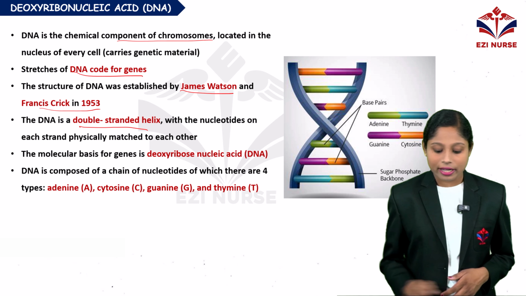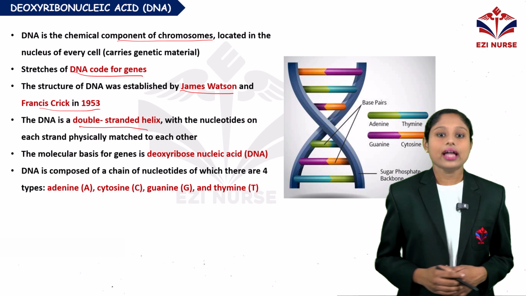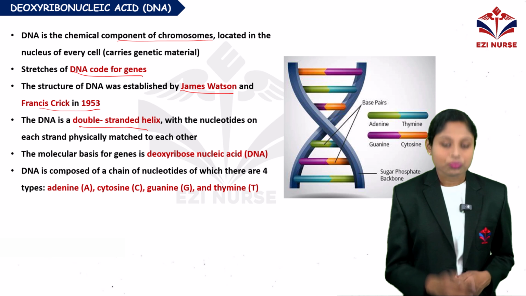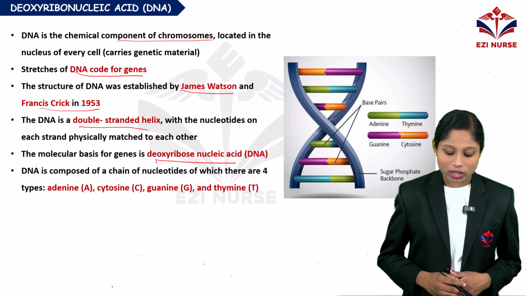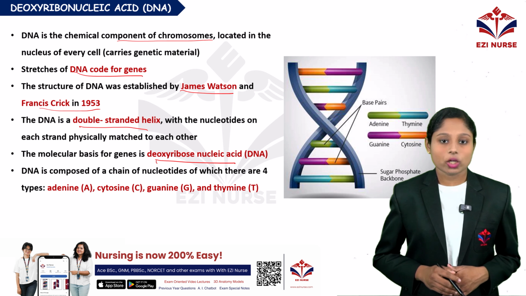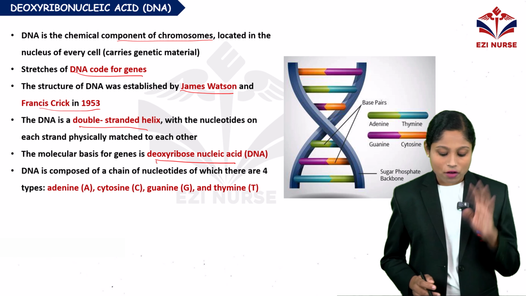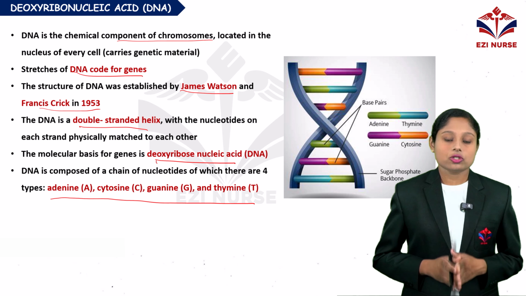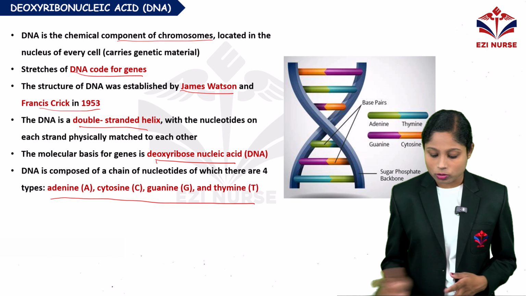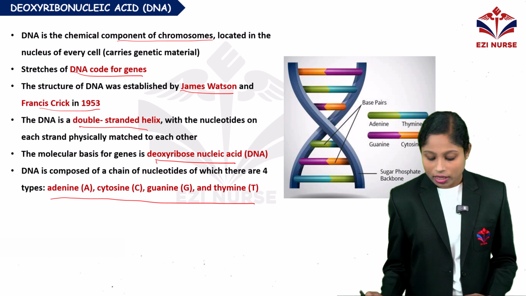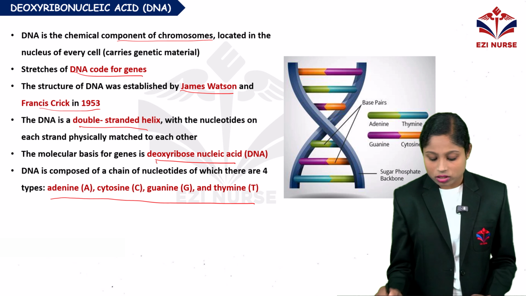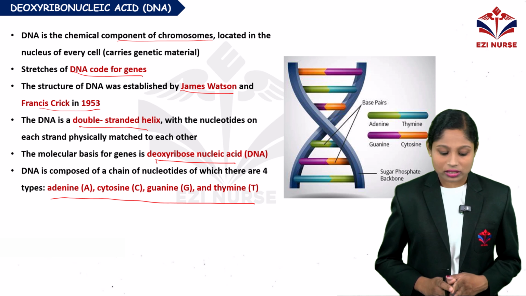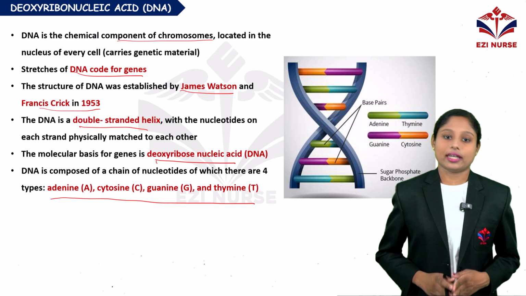DNA is a double-stranded helix. You can see here in the picture, it's a double-stranded helix with nucleotides on each strand physically matched to each other. The molecular basis of the gene is deoxyribonucleic acid, DNA. DNA is composed of 4 main types of bases: adenine, cytosine, guanine and thymine. We can see the base pairs of DNA connected with the sugar phosphate bond, and the base pairs are adenine, thymine, guanine and cytosine. This is deoxyribonucleic acid, DNA.